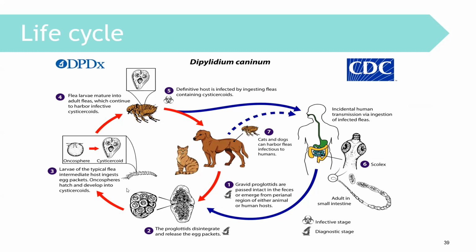For dogs, we have Ctenocephalides canis as the flea of the dog, or dog flea. For cats, we have Ctenocephalides felis, and for the human flea, it is Pulex irritans. I'm going to write these down, okay?